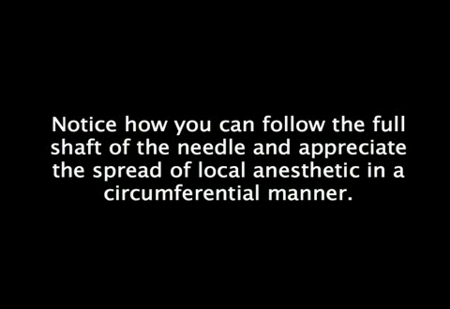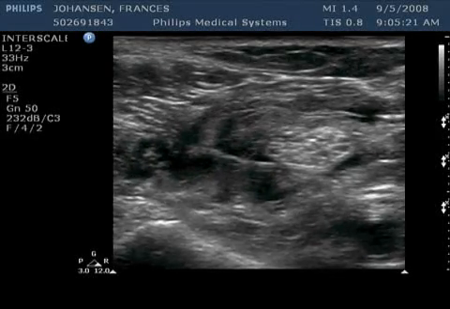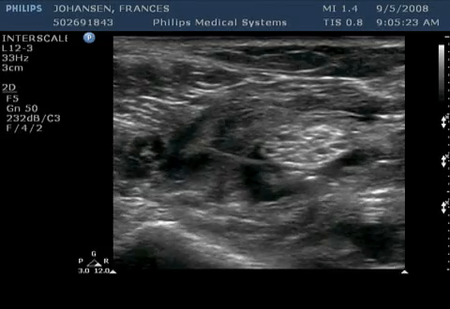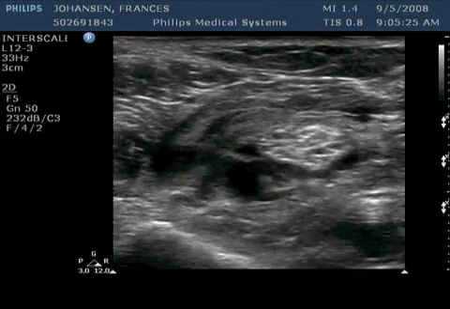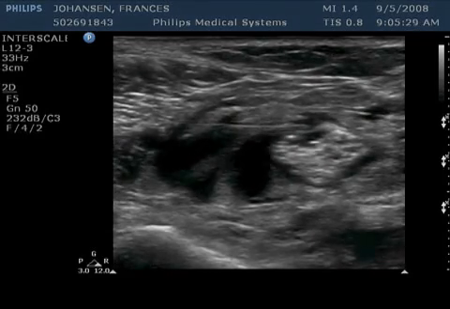Notice how you can follow the full shaft of the needle and appreciate the spread of local anesthetic in a circumferential manner. This is the distinct advantage of imaging the structure in short axis and inserting the needle using an in-plane technique. Notice how you can visualize the spread of the hypoechoic local anesthetic. The needle is repositioned as necessary to generate circumferential spread.